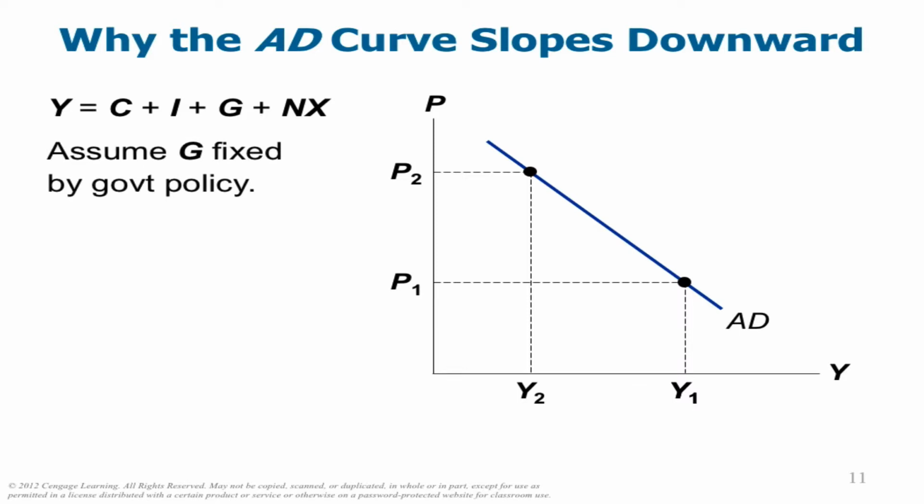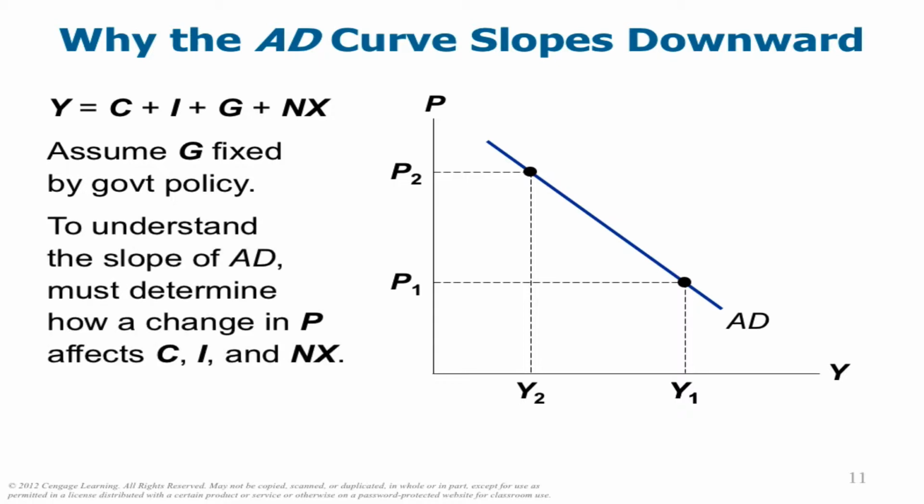So, there's our GDP equation. GDP is equal to consumption plus investment plus government spending plus net exports. We assume government spending is fixed by government policy because it is, because they say so, them being Congress.